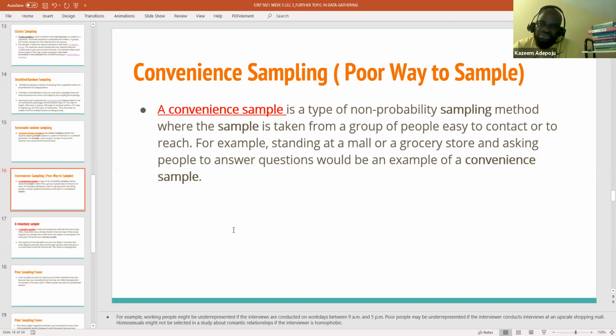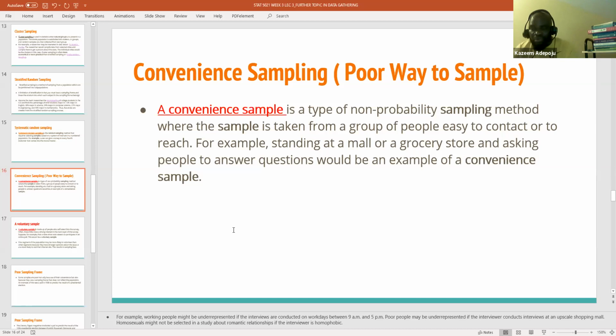You know, at times you are just walking on the streets or you go to a grocery store or a gas station and you accidentally meet an investigator who is asking you a question. That's convenience sampling. Okay? And convenience sampling is a non-probability sampling method, and any non-probability sampling method will induce bias. That is why I said, for example, standing at a mall or grocery store and asking people to answer questions would be an example of a convenience sample.